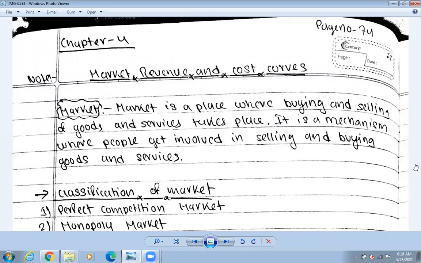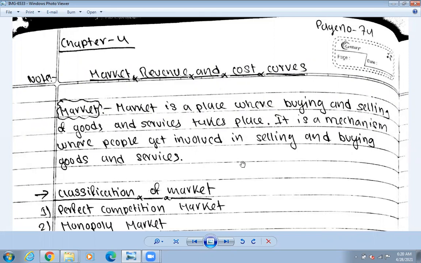Okay. Market revenue and the cost curve. So page number 74. You can see this in page number 74. I have taken this from Avinash Shrestha's copy. So you can see these notes and all. If you have not done it, please do it. Okay. So chapter 4, market revenue and cost curve.